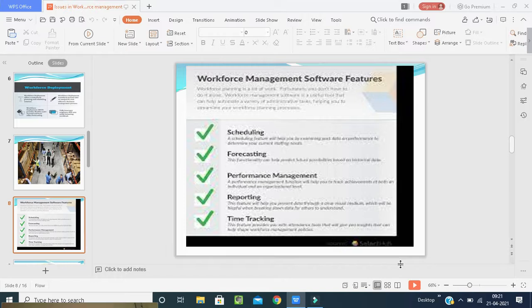Next, reporting will be there. Then time tracking: how many hours, login, logout, OT, overtime, and weekend work. Everything should be in the reporting, with the help of time tracking through biometrics. All these things will be there.